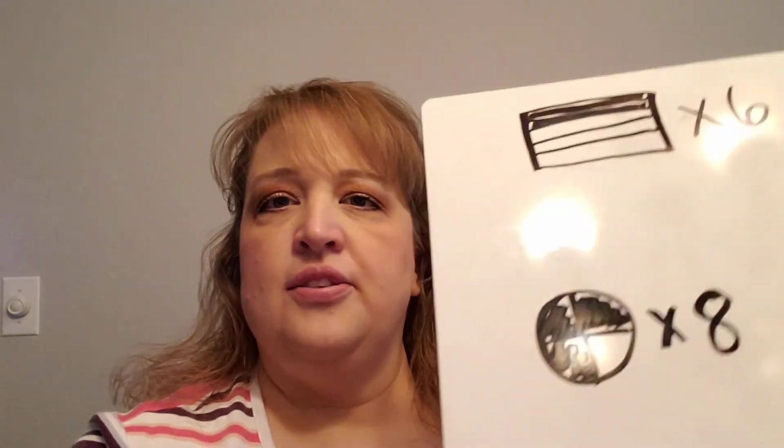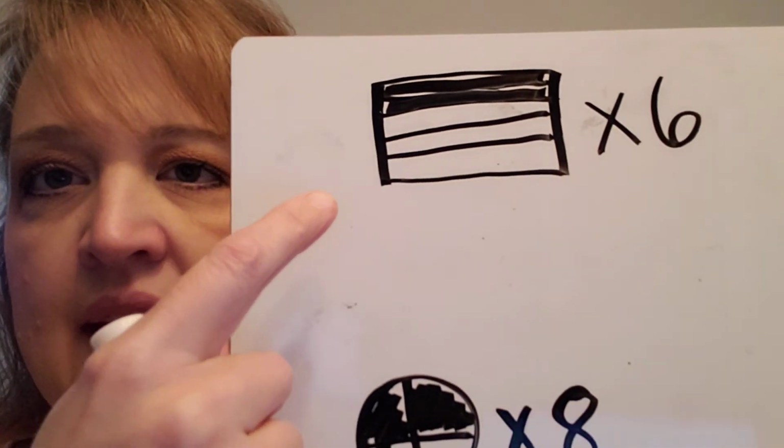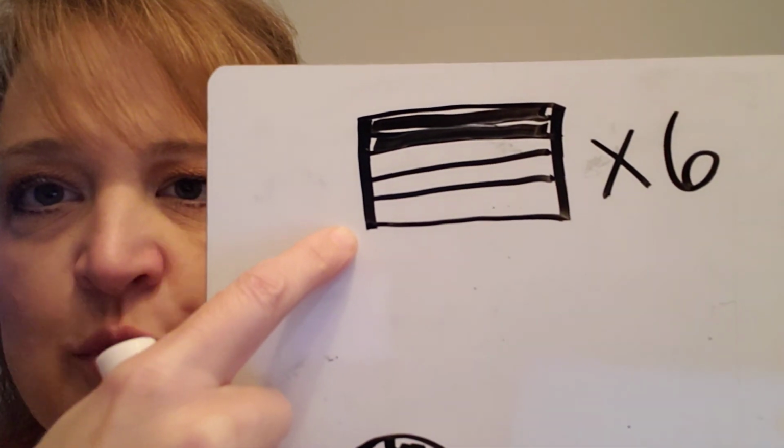So we've been working on adding fractions, we've been working on subtracting fractions, and now we're going to figure out what we do if we need to multiply fractions. So that's what I am going to teach you today. So we're going to start with an example, okay? And we're going to pretend that all these are equal pieces.